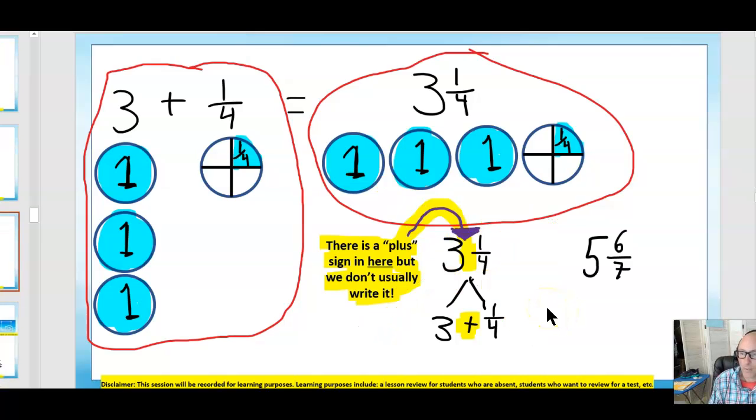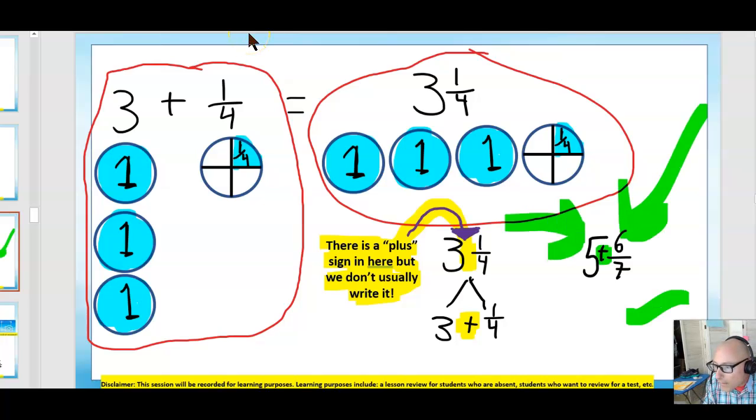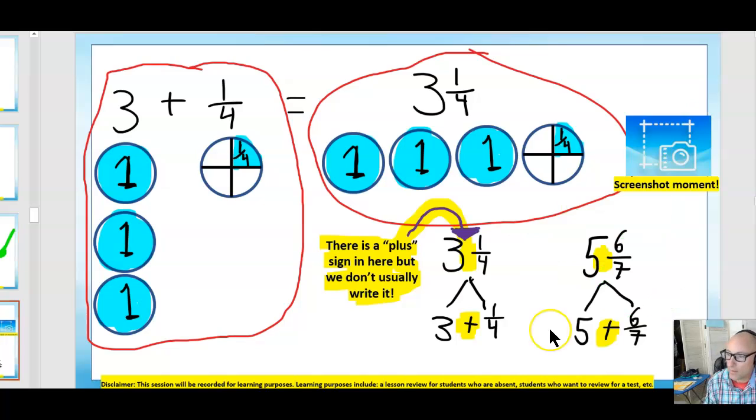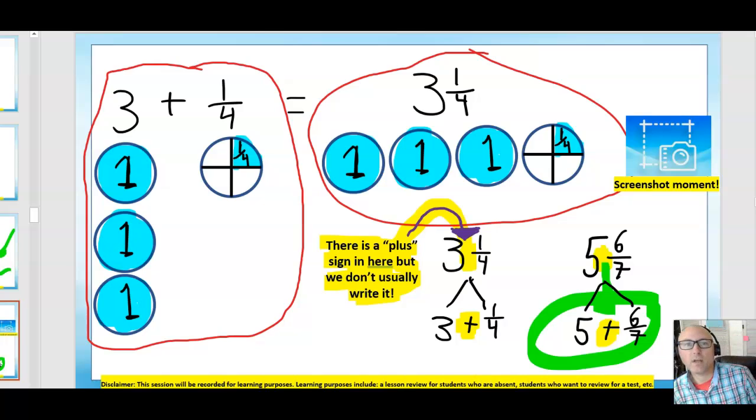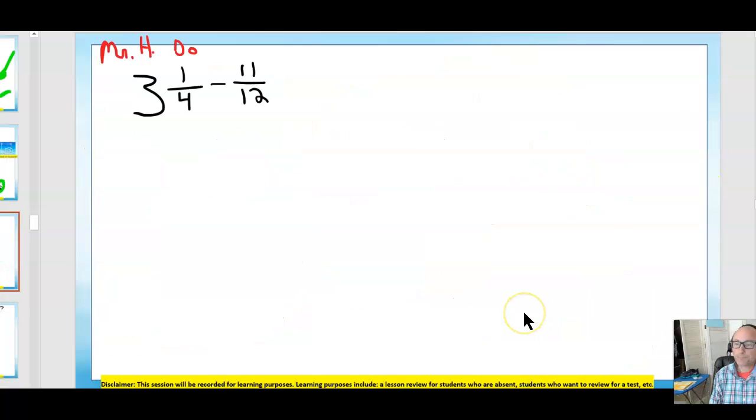Okay? So how would you do this one? 5 and 6/7. Where's the plus sign? Right here. Do you see it? Right where I put that big green thing? There it is. Plus sign right in there. We don't write it, but you could write it though. It's important. This is a screenshot moment if you'd like. Do you really need a screenshot? You might.